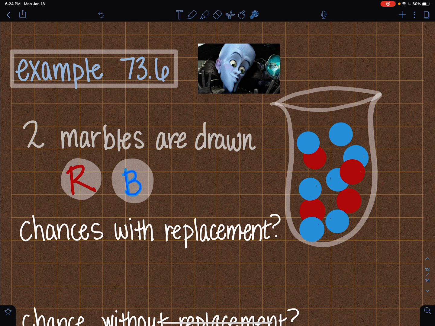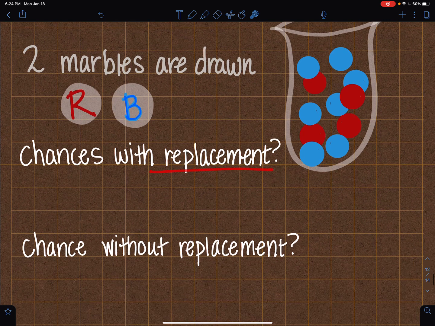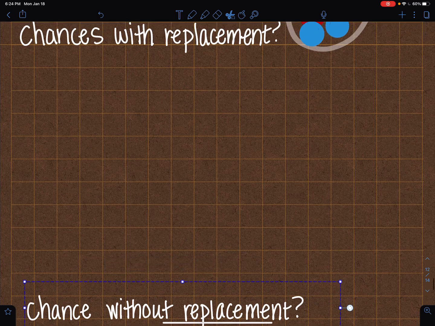Once again, an urn has 4 red marbles and 7 blue marbles. 2 marbles are drawn at random. What is the probability that the first is red and the second is blue if the marbles are drawn A, with replacement, or B, without replacement? So let's do it again. Let's start out with replacement. So what does that mean?